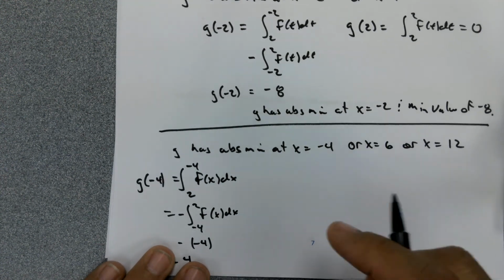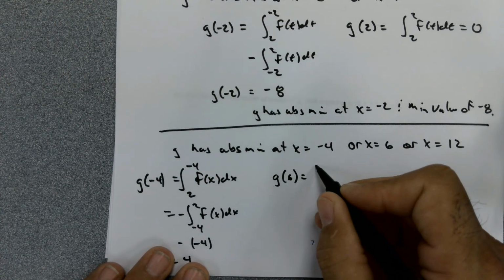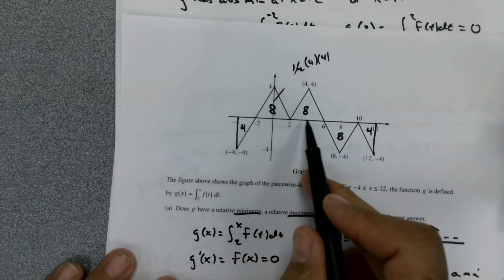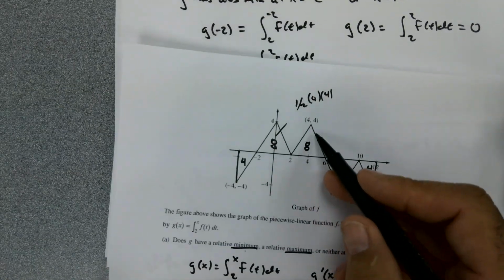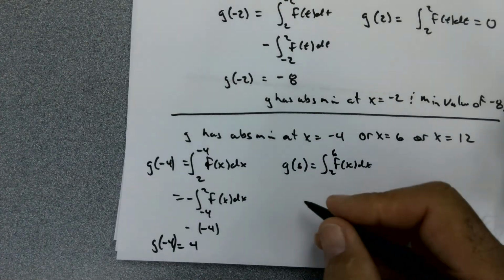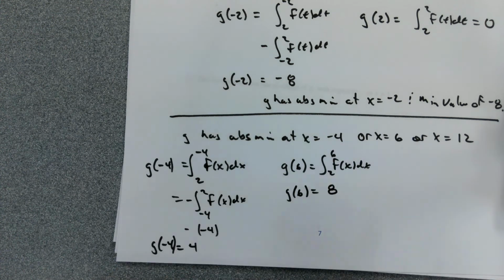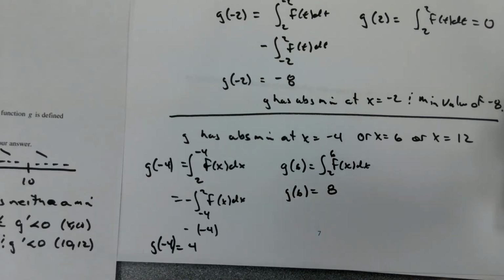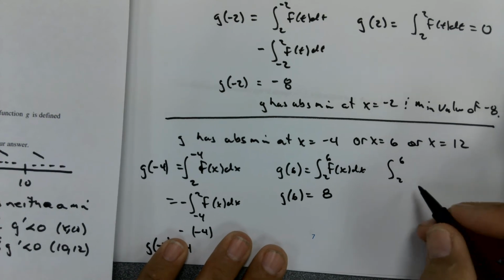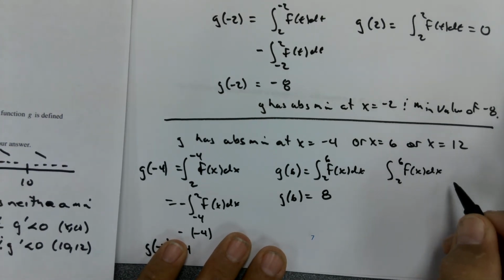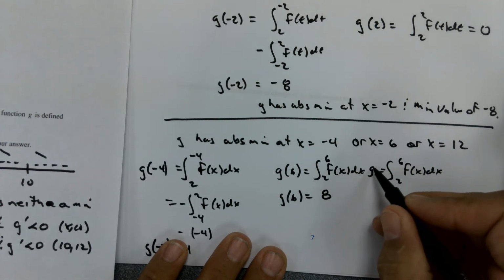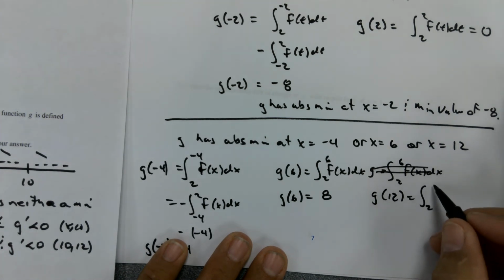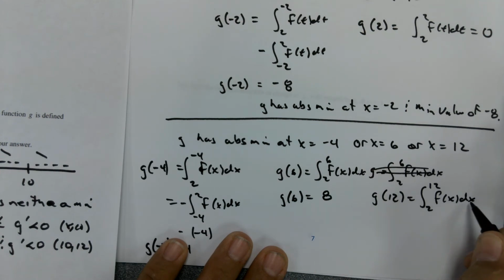I'm going to do the exact same thing with 6. I have to find g of 6. That's equal to the integral from 2 to 6 of f of x dx. So if I integrate from 2 to 6, that value is 8 because that's the area of the triangle above the x-axis. So g of 6 is equal to 8. And now for the last one we have to find g of 12. Sorry guys, g of 12 is equal to the integral from 2 to 12 of f of x dx.